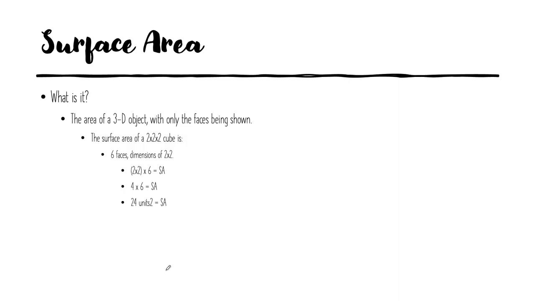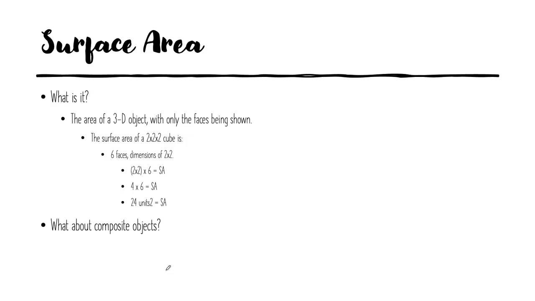The surface area of a 2 by 2 by 2 cube would be a square which has the dimensions of 2 by 2. And there's 6 different faces. So you would do 2 by 2 times 6, which is equal to our surface area. 2 times 2 is 4, and when you times that by 6, that's 24 units squared. That's our surface area.